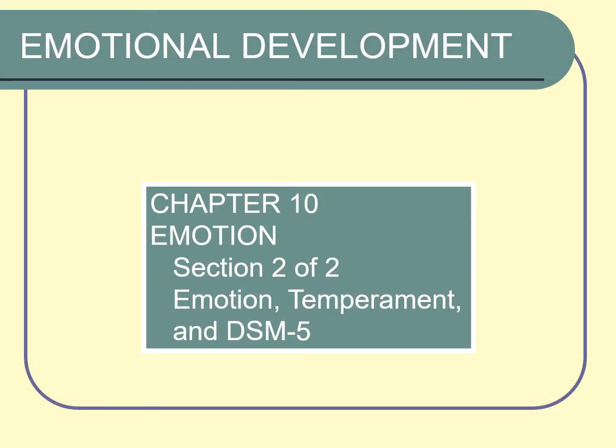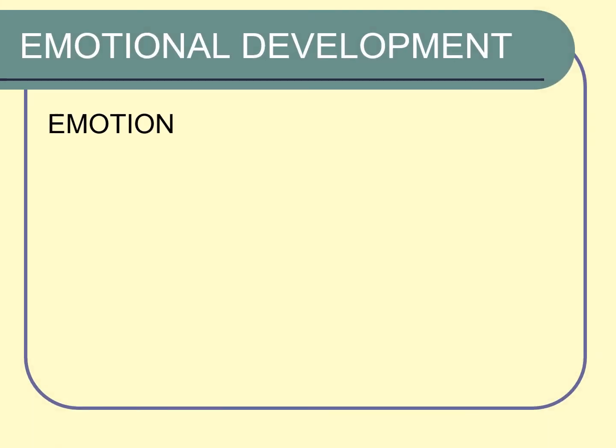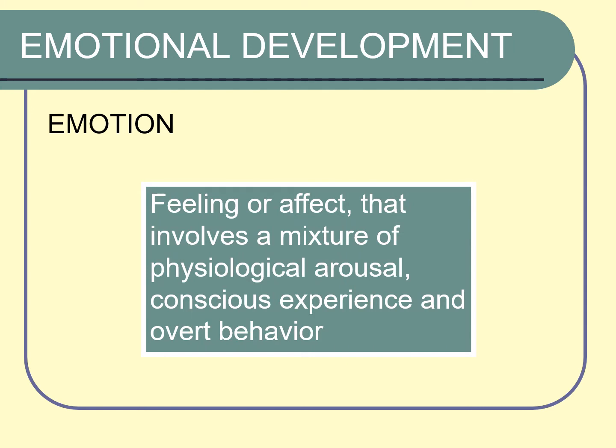Hello, we're now continuing with Chapter 10, starting on our second of our two sections. We'll be talking about emotion, temperament, and the DSM-5. Now, this is a pretty good definition of emotion. It incorporates three facets: the feeling, the physical response, and the overt behavior that is exhibited.